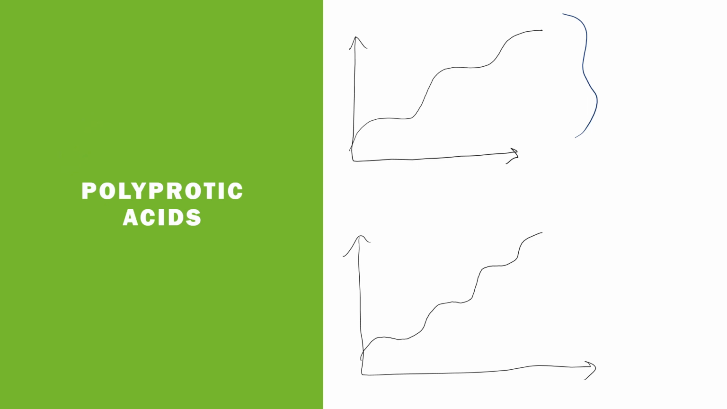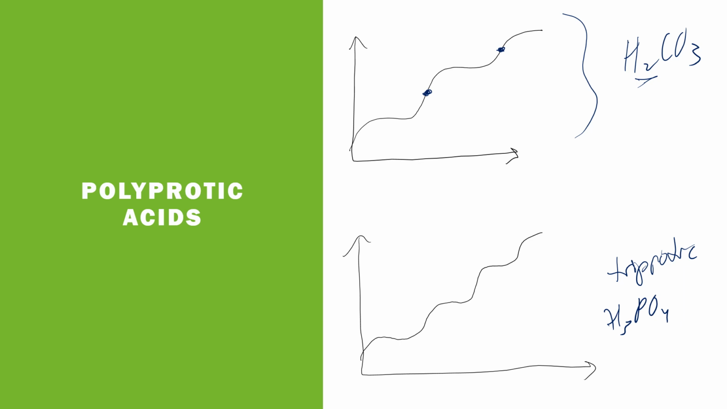I'm trying to think of a better one. We could do H2CO3, diprotic, because then it's going to have two equivalence points. So the first equivalence point is here, the second equivalence point is there, because of those two acidic hydrogens or two protons. So that's a diprotic acid. You could also have a triprotic acid. This could be maybe H3PO4, or it could be like citric acid, triprotic.